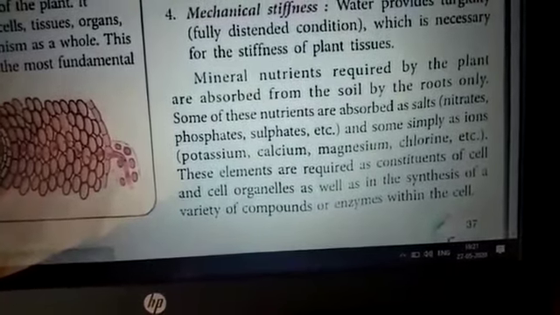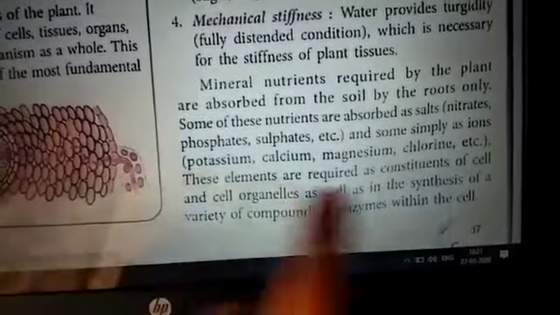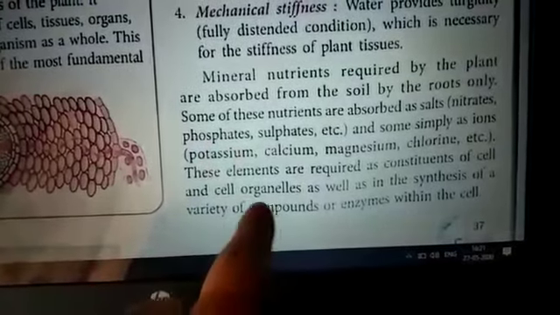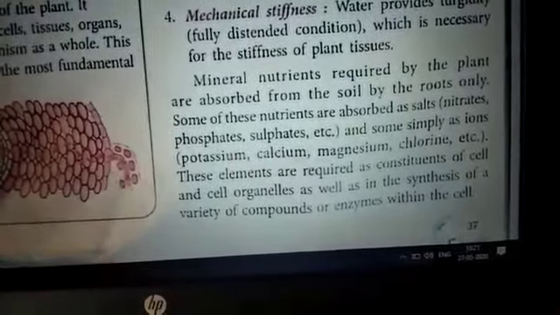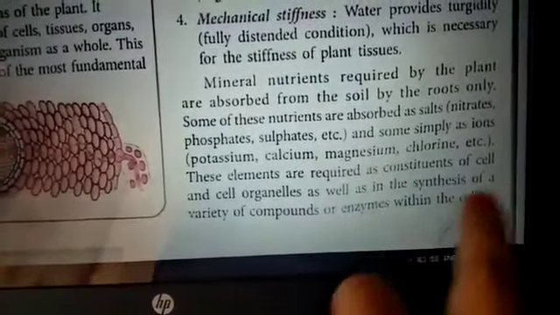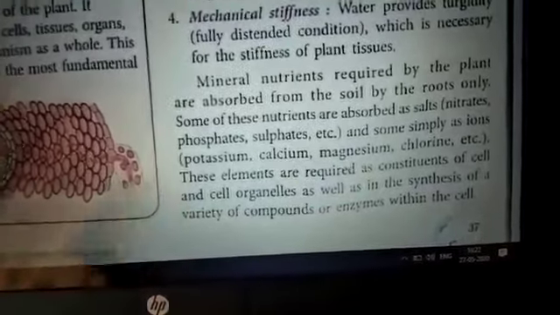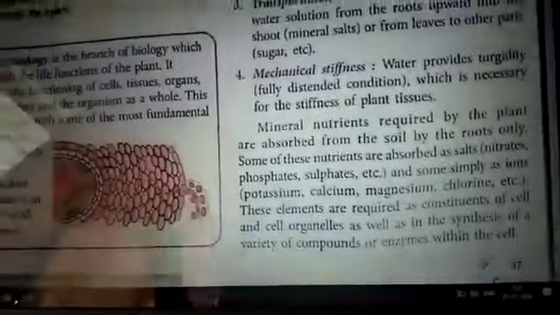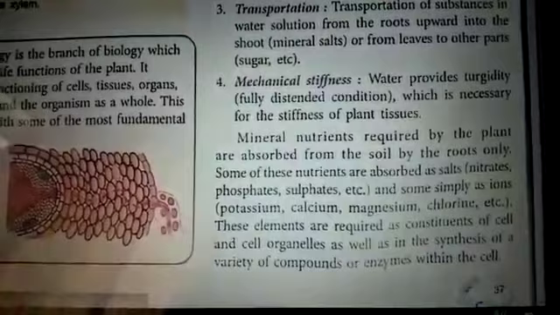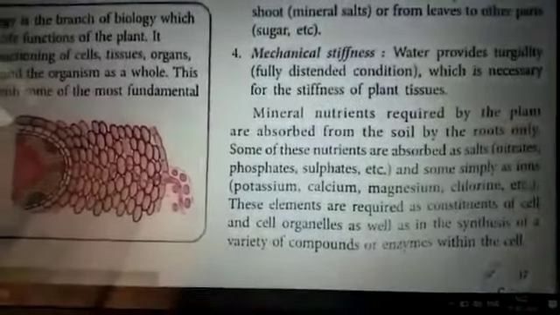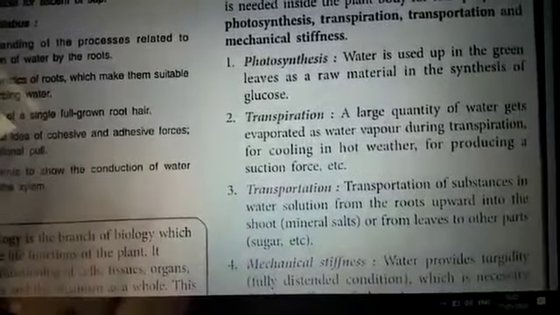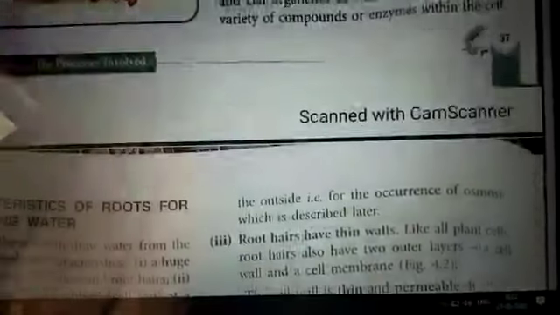These elements are required as constituents of cell and cell organelles. As you all know, nitrate is most important, and phosphate is for the genetic material itself. Okay. Calcium is for the strongness. Different ions have different importance. Next, the synthesis of a variety of compounds or enzymes is also being done with these. There are many enzymatic conditions in which magnesium and chlorine ions are important, so that the enzyme becomes active. For all these things, water is needed by the plant: photosynthesis, transpiration, transportation and for the stiffness.